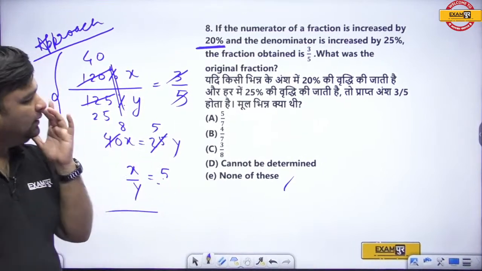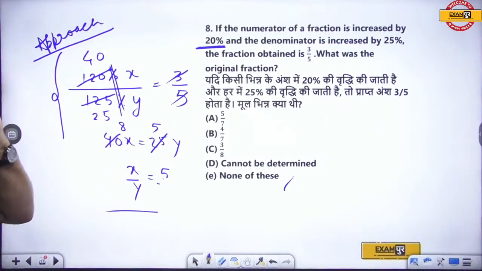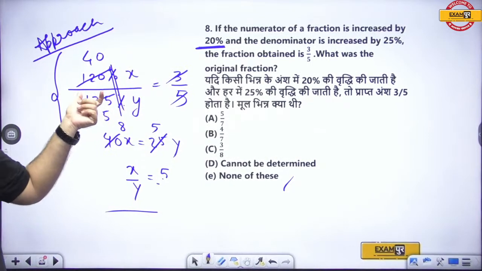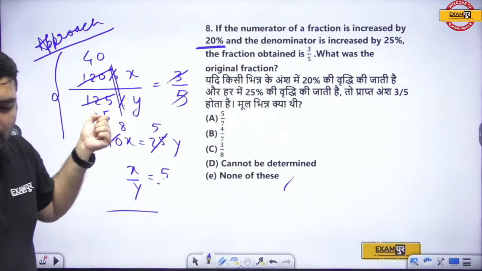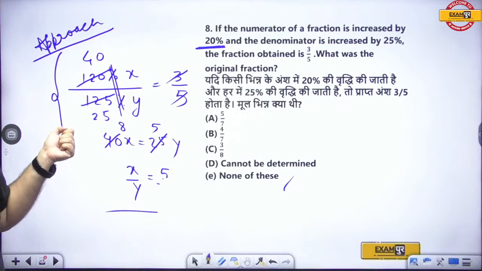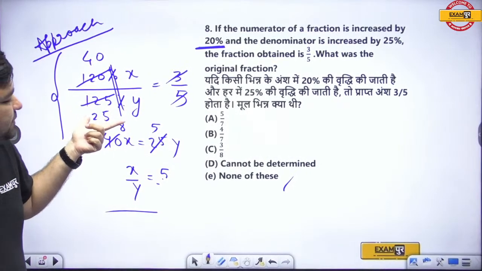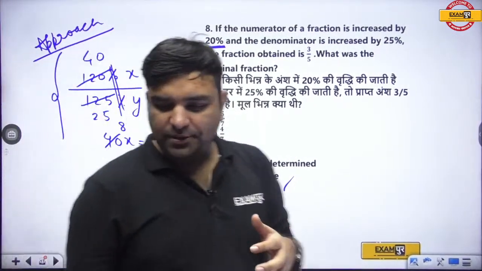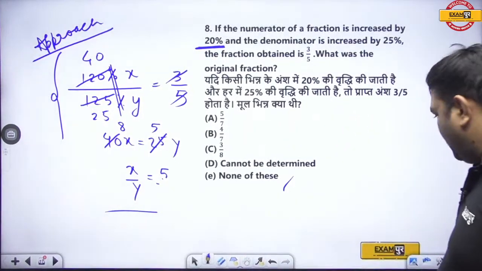That if it is increased by 20%, it has become 120% of itself. And if it has increased by 25%, it has become 125% of itself. Next.